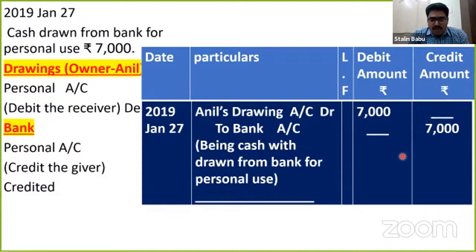Whenever the owner withdraws cash for his personal use, instead of writing his account, we write his drawings account. When the owner provides cash, instead of his name, we write his capital account. Here the entry is Anil's drawings account debit to bank account. Rupees 7,000 in debit column, 7,000 in credit column. Being cash withdrawn for personal use.